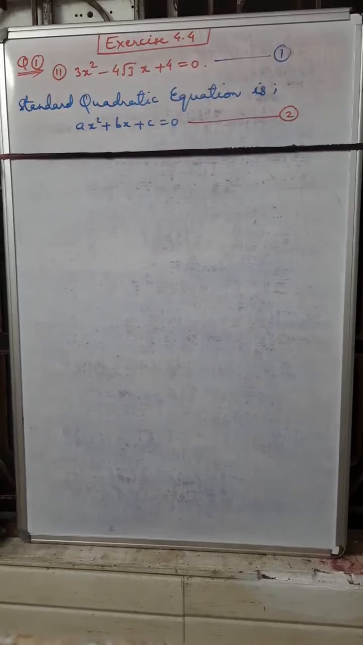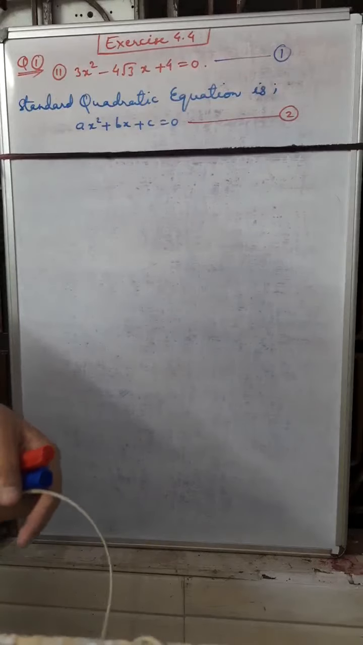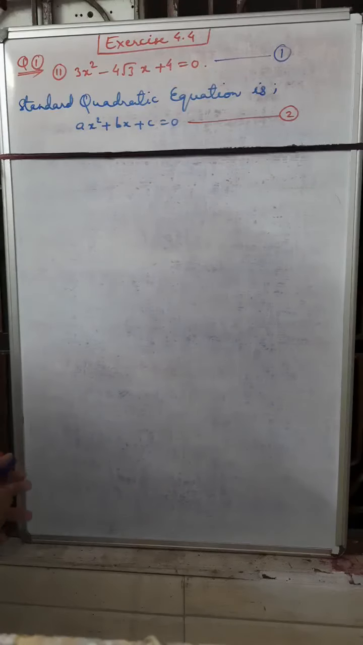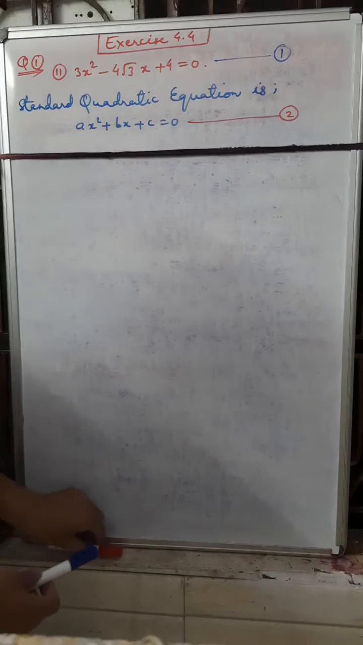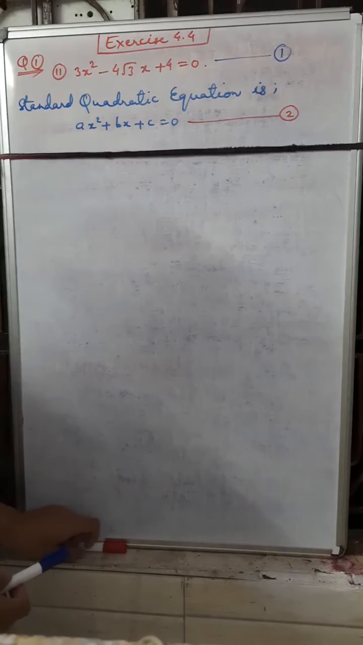So students, now we will solve exercise 4.4, question number 1, option number 2: 3x square minus 4 root 3 x plus 4 is equal to 0.